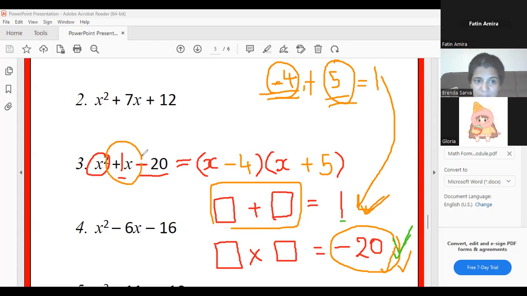Remember, the center one is A plus B. Remember the first example when I did that? The last term is A times B. The two factors multiply with each other. Do you understand? Should I have a thumbs up for this negative part?